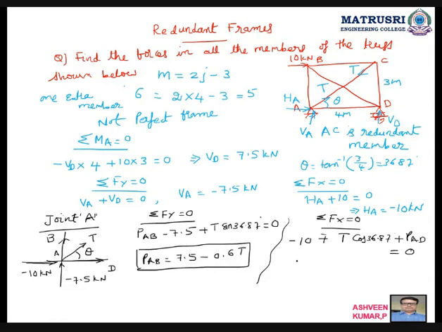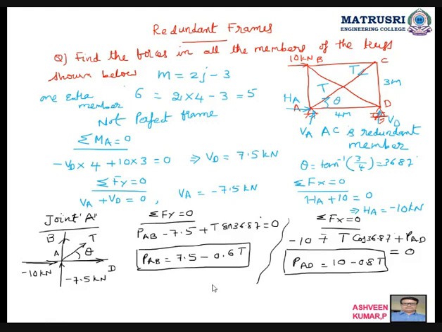Unknown is here, PAD. If this goes to the other side, this will become 10, then cos 36.87 is 0.8. Otherwise it will be minus 0.8. So PAD, how many are there in total? 1, 2, 3, 4, 5. Already T is there, no? So we got 2. Then I'll go for another joint.